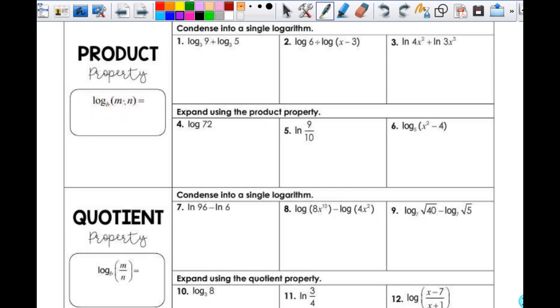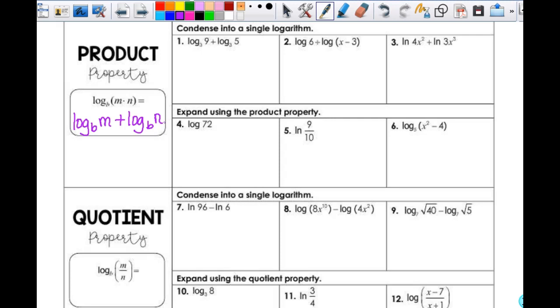So that changes to what? Log base b of m, then plus, good, log base b of n. It turns into addition, same base for both of the logs, right? And we have to be able to go in either direction there.